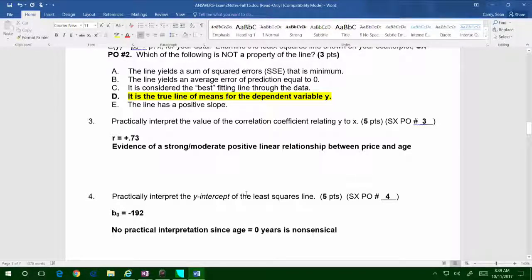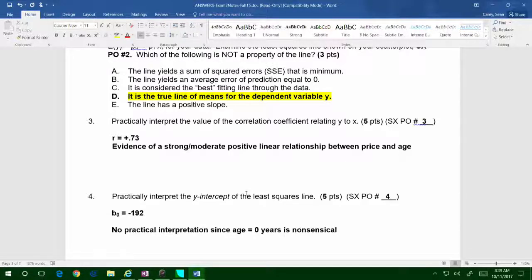Remember, there are spots for printout numbers. Don't leave those out. Those are easy points to get. So that's coming from printout number 3, and my correlation was like a 0.73 positive. If you go back and look at my printout, it was a 0.73 positive. And so how do I interpret that?